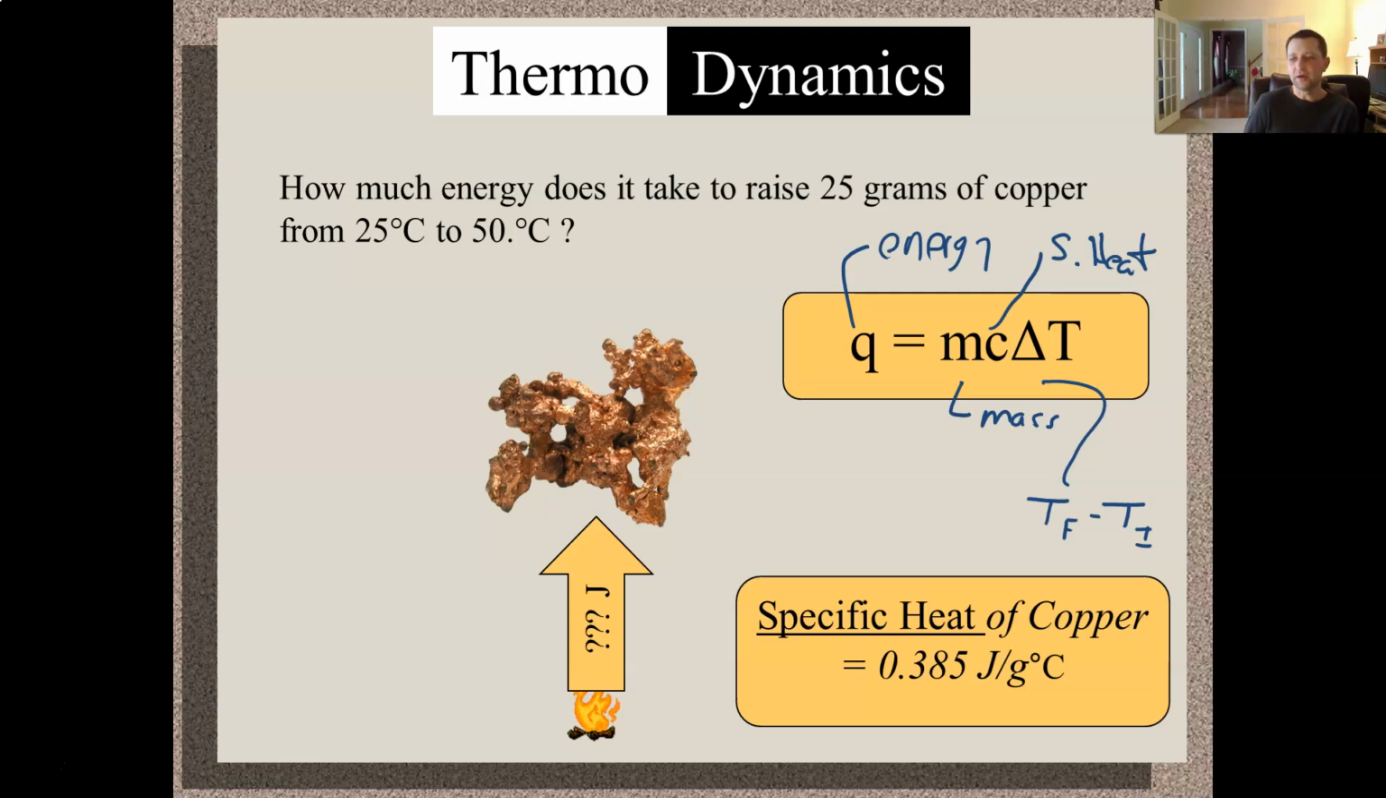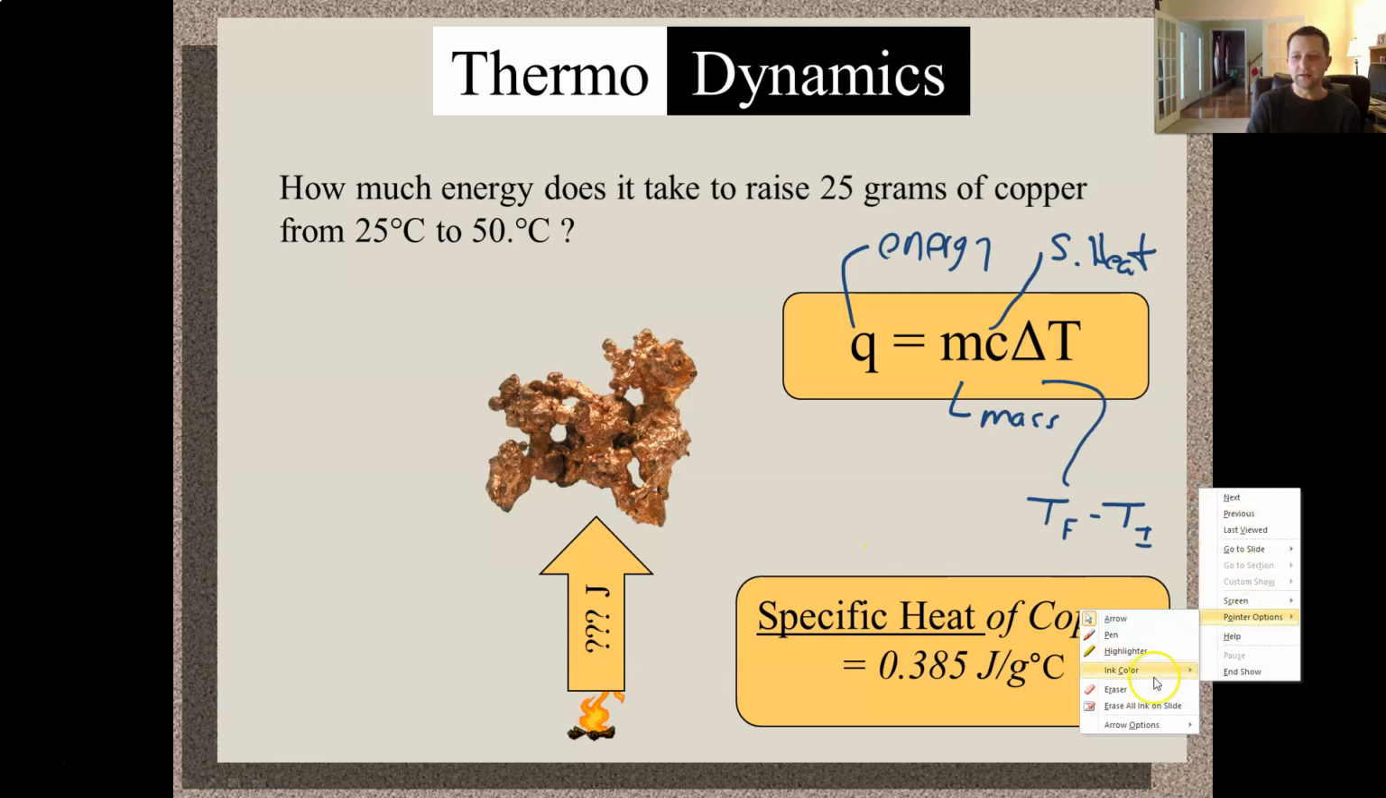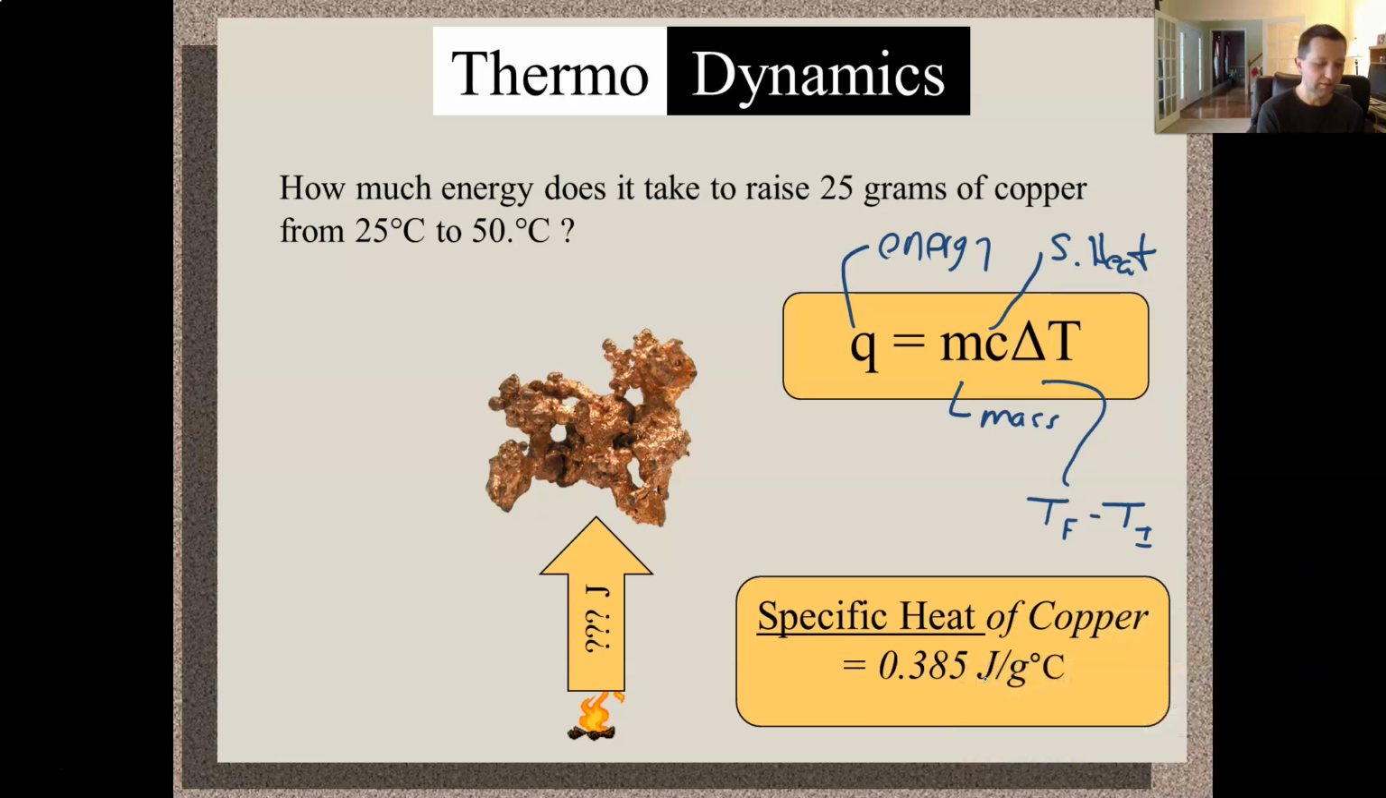So this is pretty simple. All we have to do is plug all this into our Q equals MC delta T equation and see what we end up with. So let's take a second and actually do that. Let's set it up over here. Q equals MC delta T. Q equals M, so your mass is 25 grams. Specific heat, 0.385 joules per gram degree Celsius.